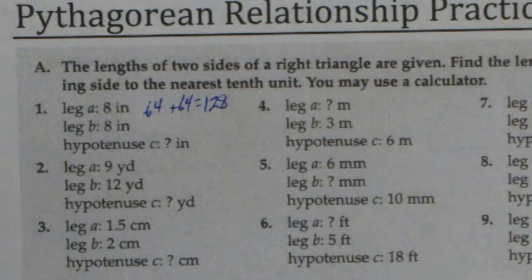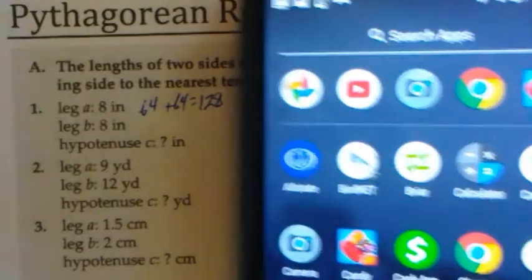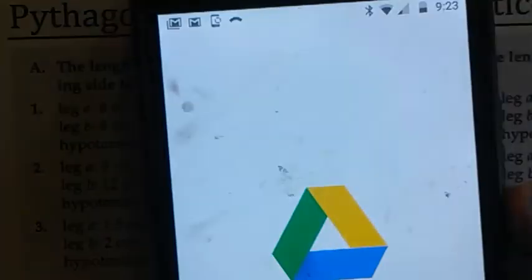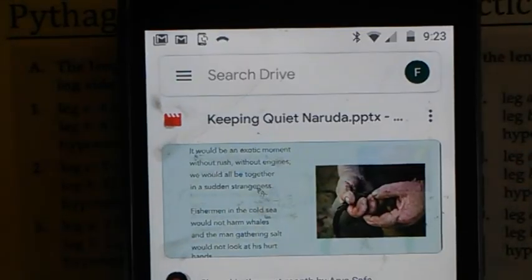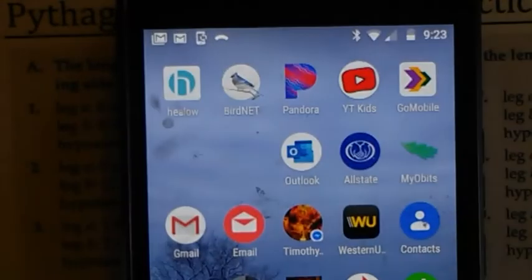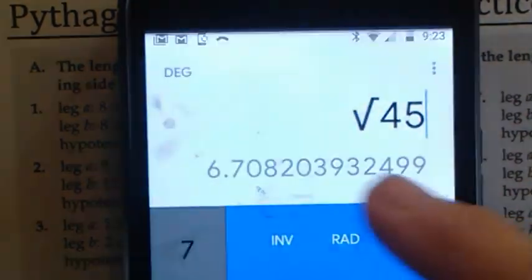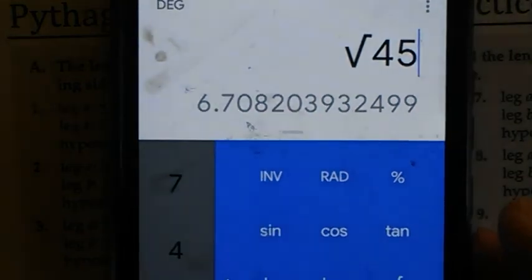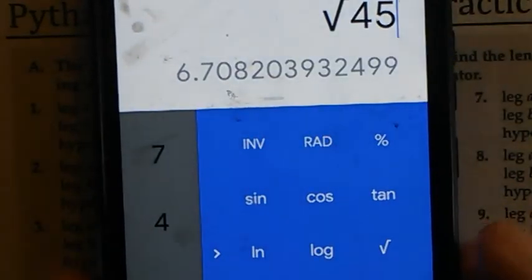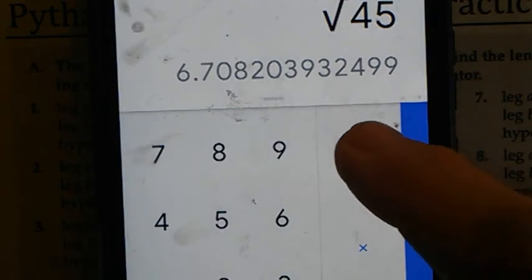Now I'm going to show you how to do that on my phone calculator here. So I go to my calculator. Okay, and I got to clear it.